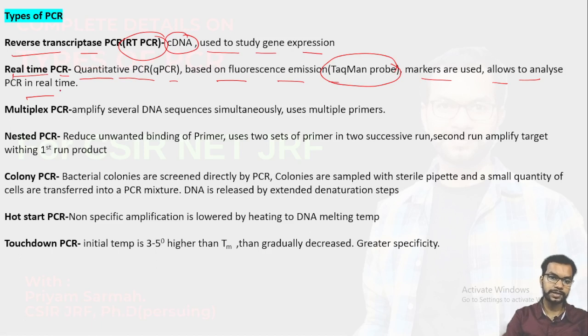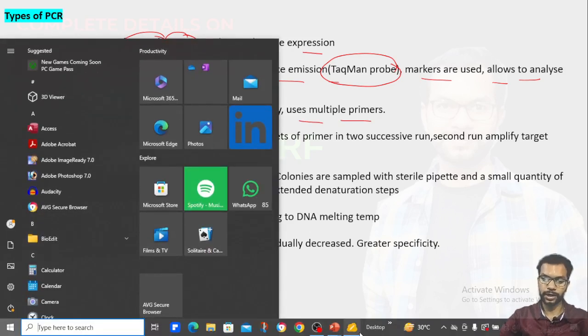The next PCR is multiplex PCR. It amplifies several DNA sequences simultaneously and uses multiple primers. Let's understand this on the whiteboard also.